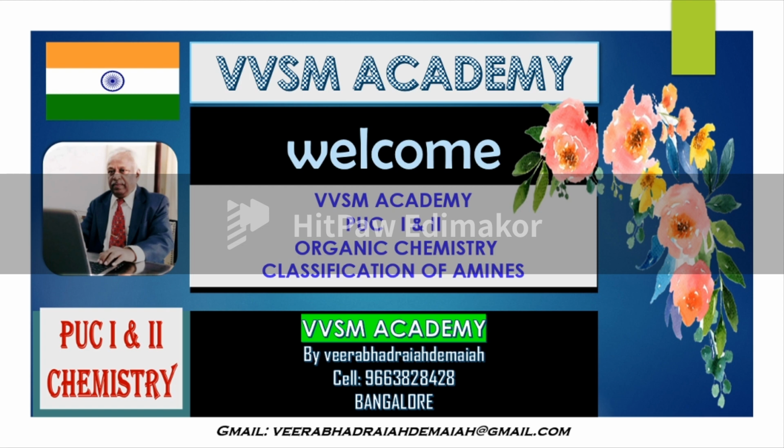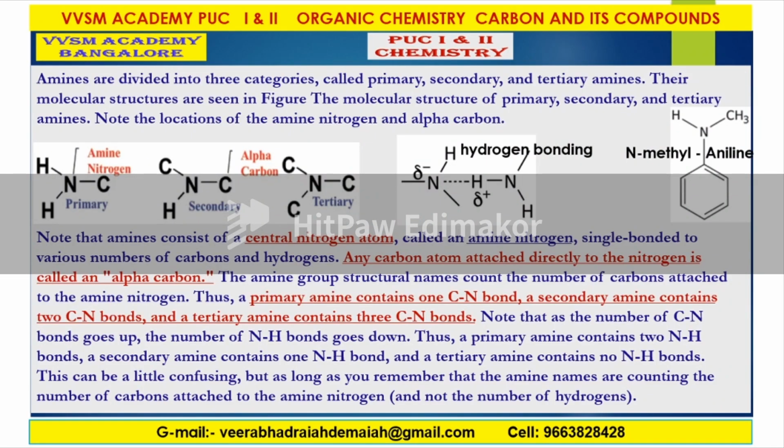What are amines? They are the derivatives of ammonia. They may be aliphatic amines or aromatic amines. Let us discuss in detail the classification of amines, preparation of amines, structure of amines and all. Amines are divided into three categories, my dear friends. They are classified as primary amines, secondary amines, and tertiary amines. Their molecular structures are seen in the figure: the molecular structure of primary, secondary and tertiary.